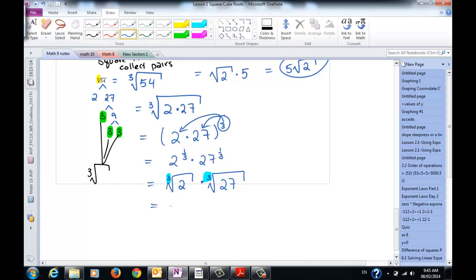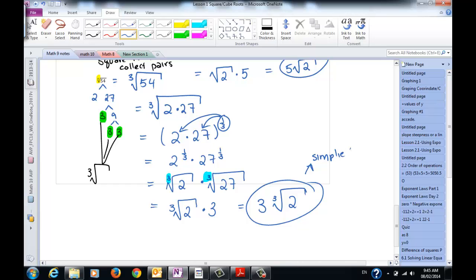And then, the cubed root of 2 I can't simplify, but the cubed root of 27 is just 3. So my answer I can write as 3 and the cubed root of 2. And I've now simplified this to exact form.